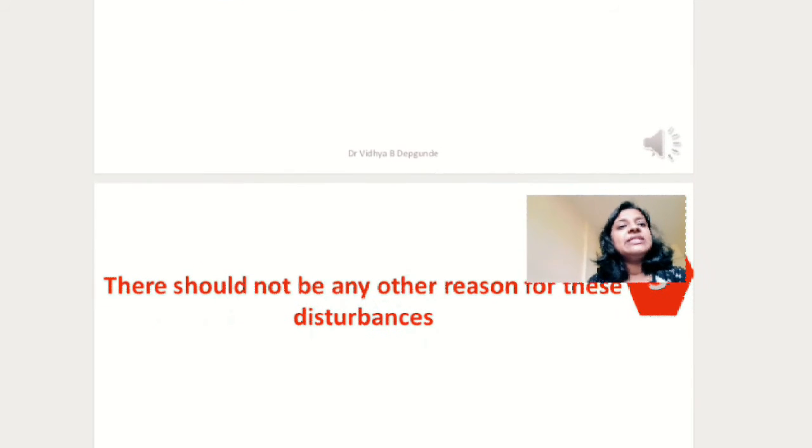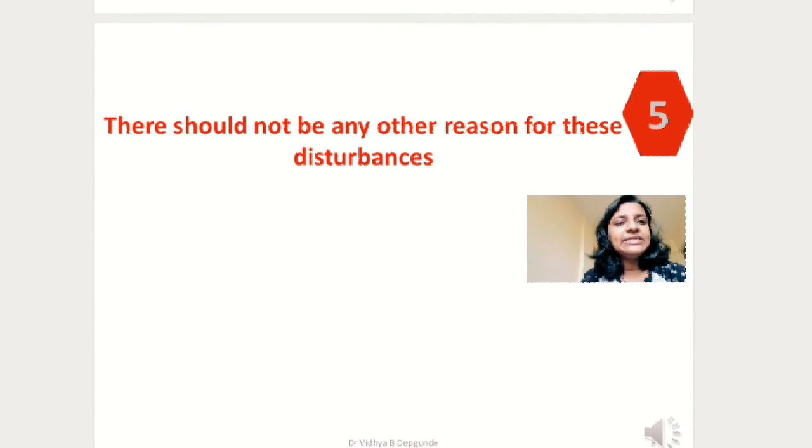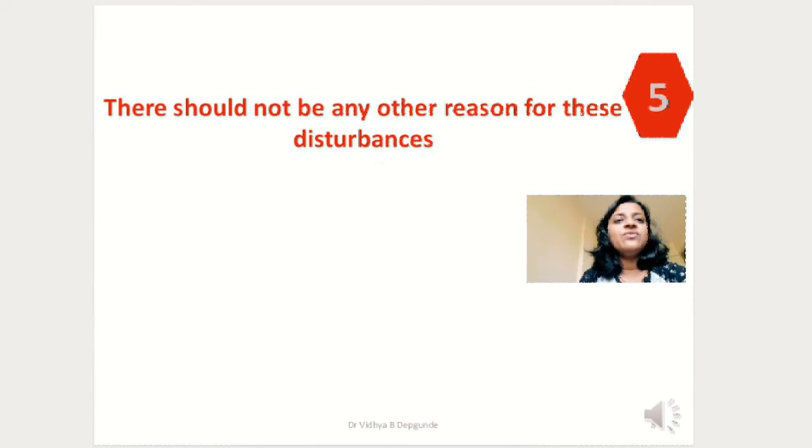The fifth is that whatever deficits we have spoken about in all of the 4 categories up to now should not be because of anything else, like intellectual disability or some other disorder. It should not be because of any other reason. Only then can we say that these things are because of autism.